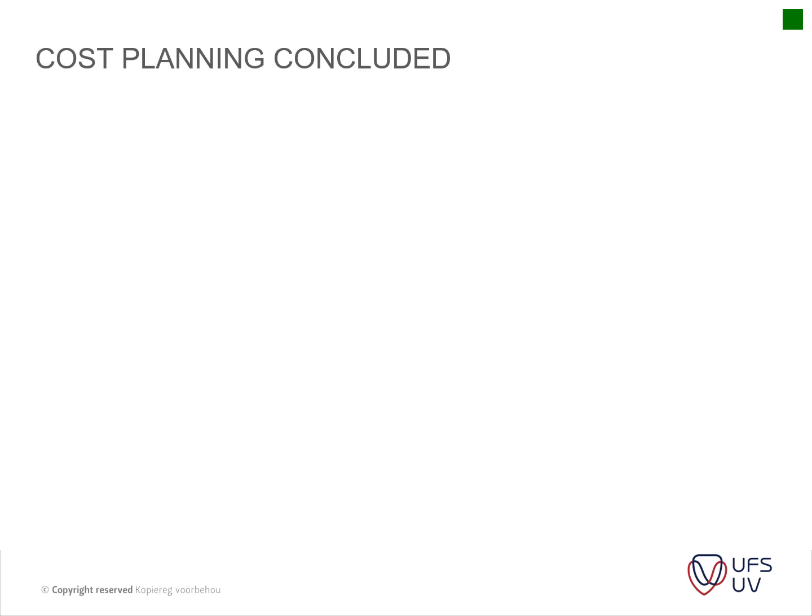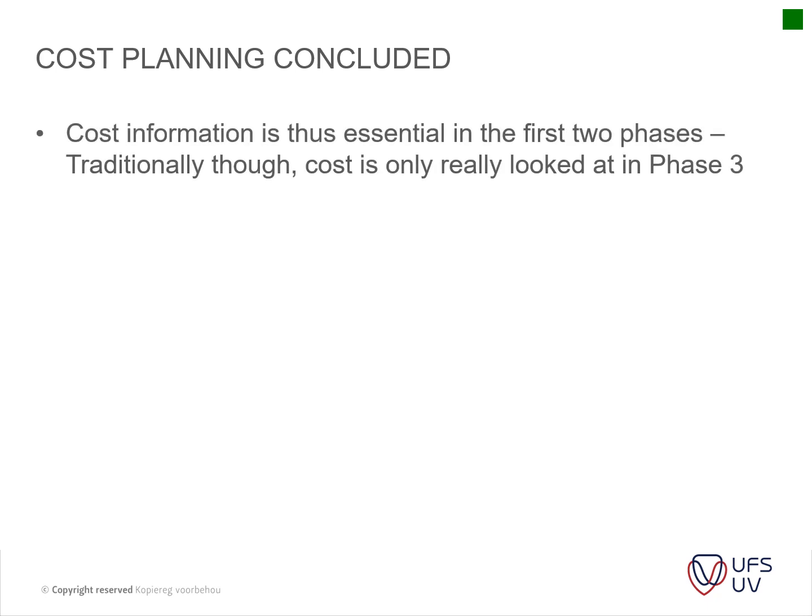Okay, so looking at cost planning concluded, and the conclusion of this section. Cost information is thus essential for the first two phases. Traditionally though, cost is only really looked at in phase 3. It's usually dependent on the emphasis from the client or the QS or the project manager on how the cost is looked at in the beginning of the project.